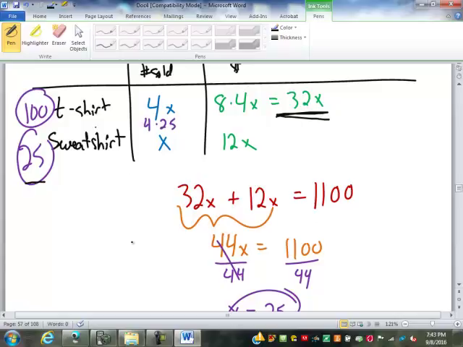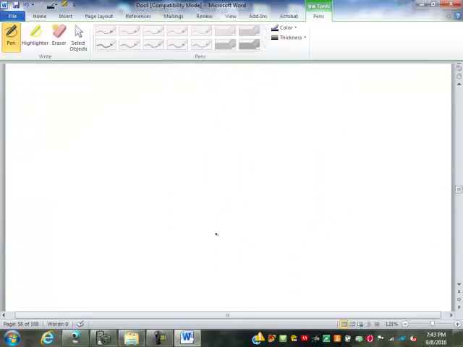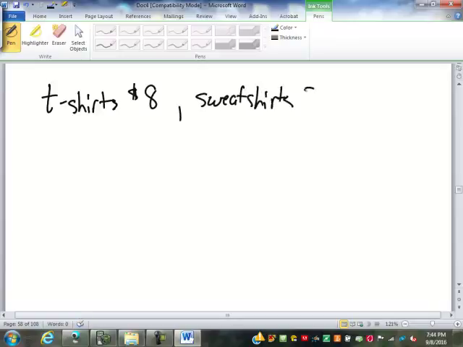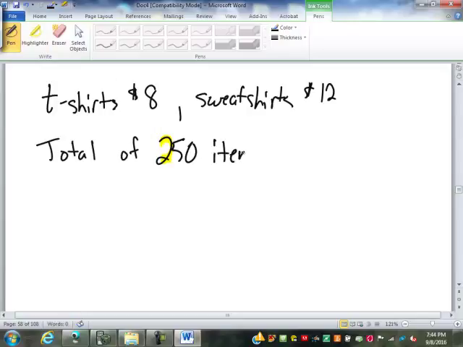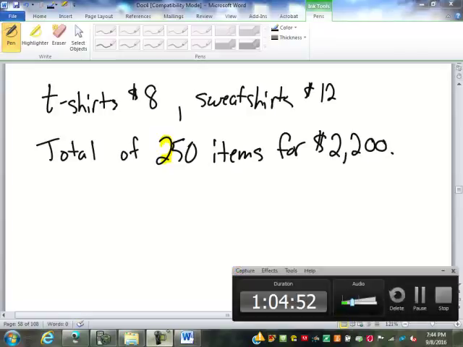Okay. Let's take a look at a slightly different problem. T-shirts, again, $8. Sweatshirts, again, $12. We sold a total of 125 items. Actually, so the total of 250 items for $2,200. Again, how many of each were sold? See if we make that one work out.